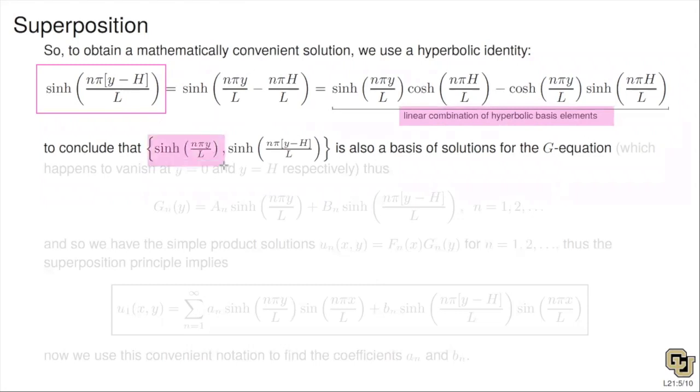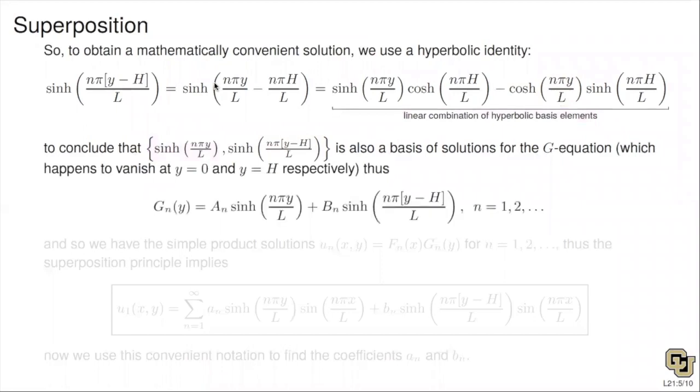Sinh n pi y, that's got that term covered. The other term we need is the cosh n pi y, and that's buried in here. That's buried in the sinh n pi y minus h term, which secretly has the cosh n pi y over L. So between the sinh n pi y over L and the cosh n pi y over L, we've got a basis for the entire set of solutions of the G equation. And so this is how we want to write the general solution for the G equation.